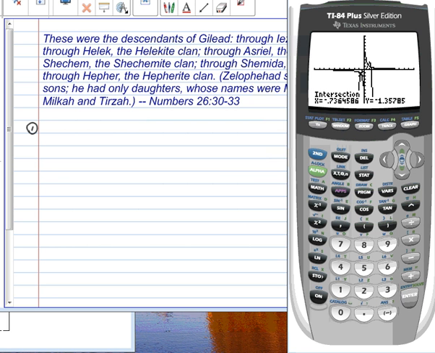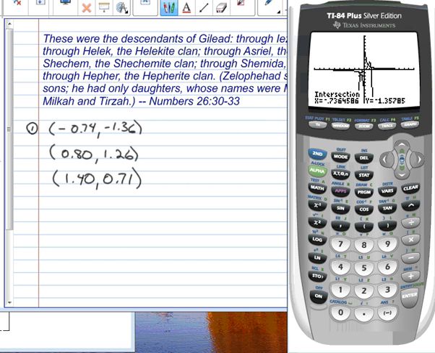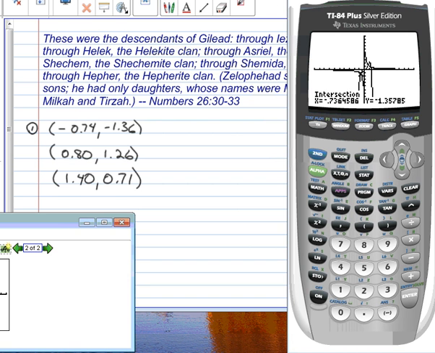Oh, I found one. Is this right? For the first row, negative 0.74, comma, negative 1.36. Row 2, what do you have? 0.80, 1.26. Third group? 1.40. There we go. Write them down.